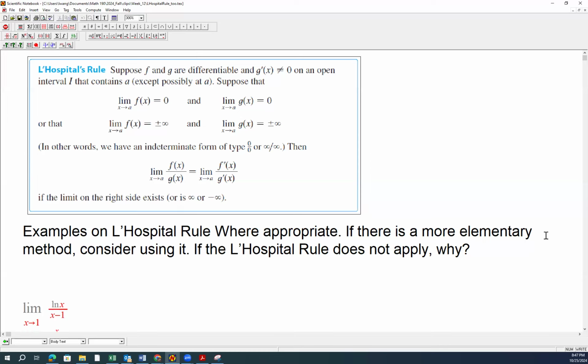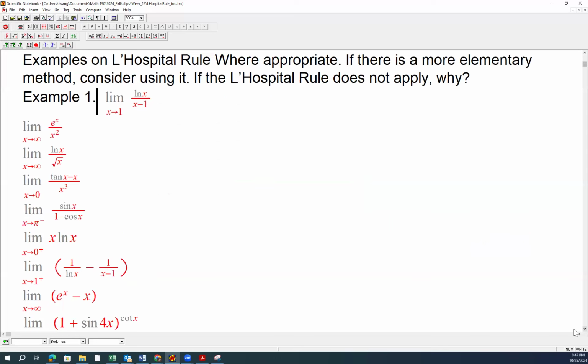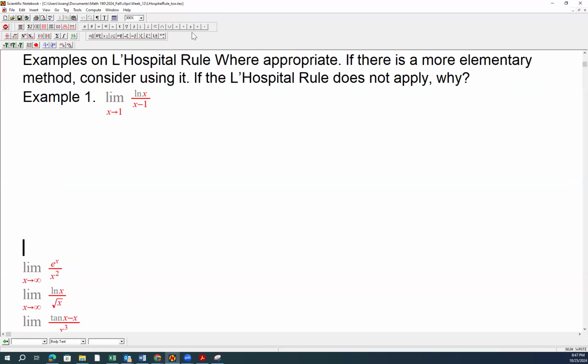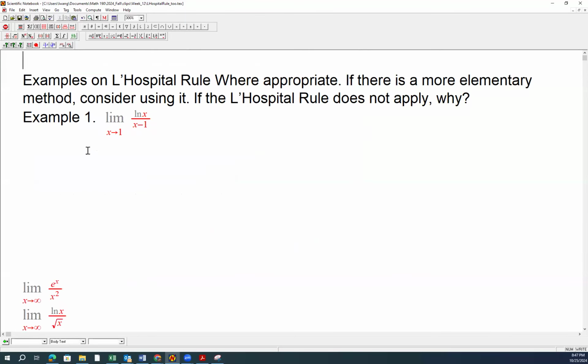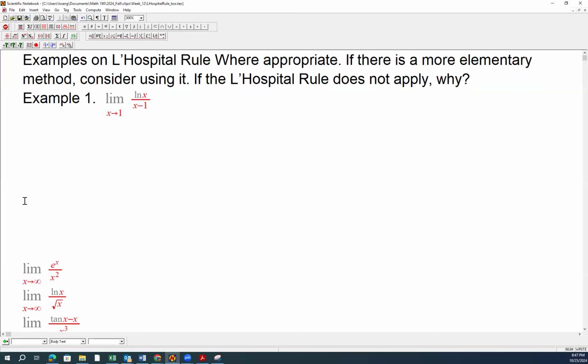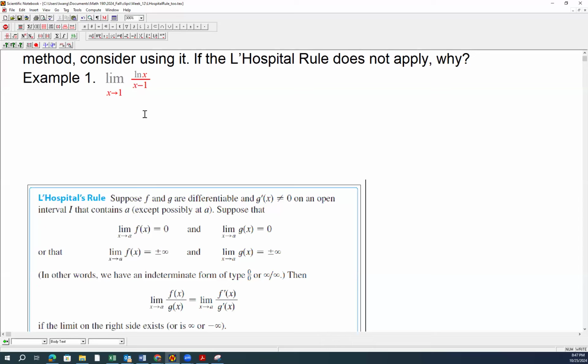So let's look at the first example. I'm going to make this example number one. We may remove some examples I prepared, because I try to control the amount of time we spend on this recording. I prepared a lot of examples. So for the first one, I'm going to bring the L'Hopital rule underneath. It always follows us.